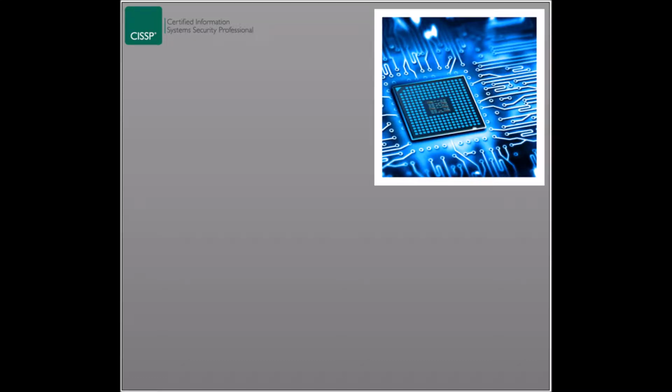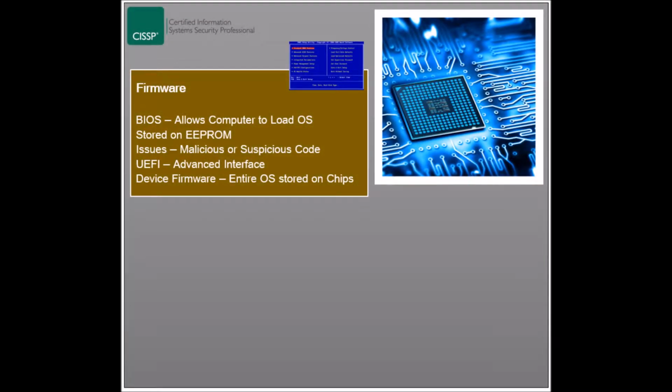The last computer component to be noted is the firmware, which refers to the software stored on the read-only memory chip. This software drives the basic operation of the system and it usually does not get changed. There are two types of firmware, which are the BIOS and general device firmware.